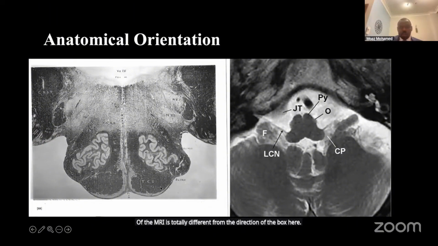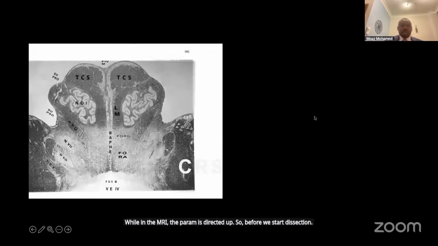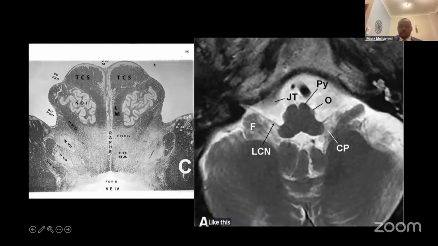As we see, we will find here the pyramid is directed down, while in the MRI, the pyramid is directed up. So before we start dissection, first I changed the direction in all the book of Riley. If we see here, I used Photoshop to change all these letters to be up like this, to match the MRI, with the pyramid here and the olive here. Then I started to dissect.